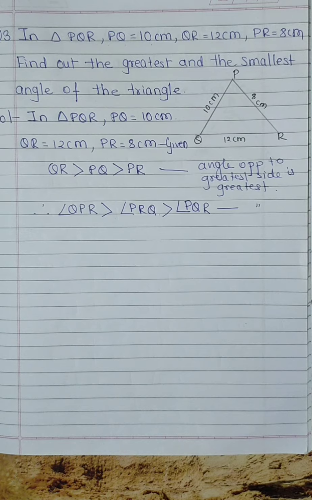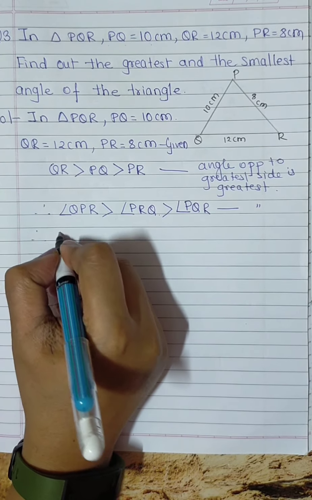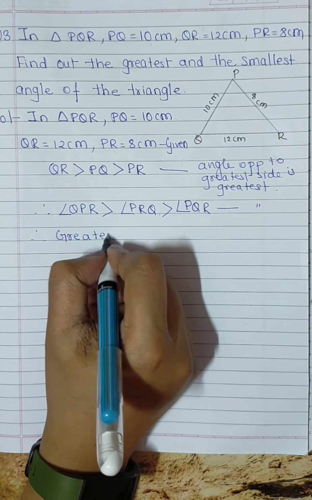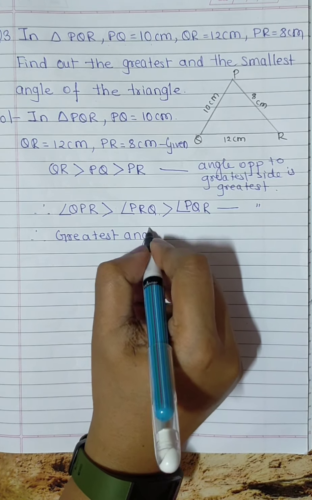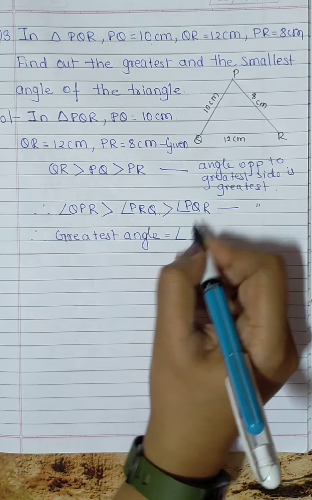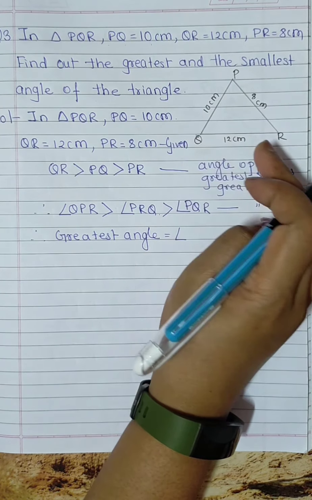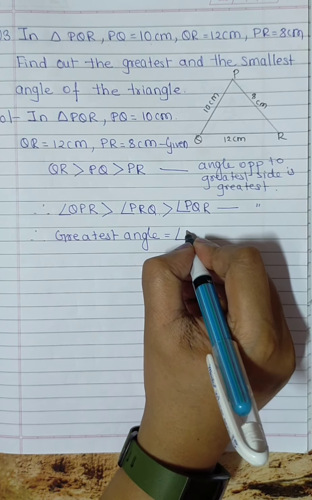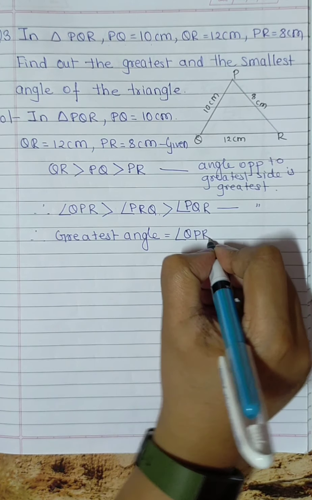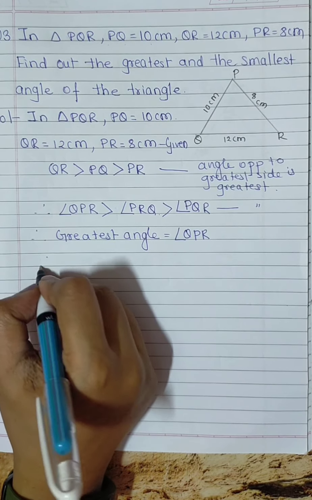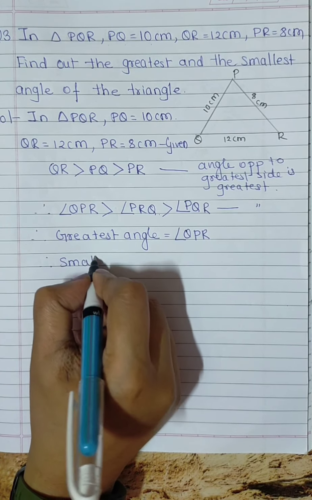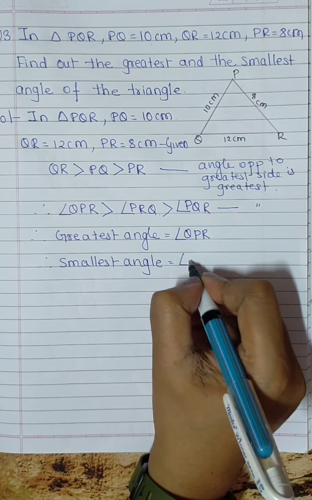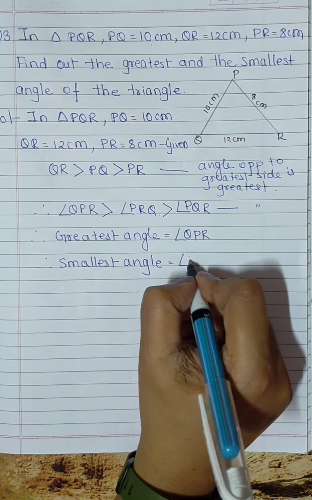Now here, therefore, we have to write the greatest angle. So the greatest angle is angle QPR. The greatest angle is QPR. Okay, and the smallest angle is angle PQR.